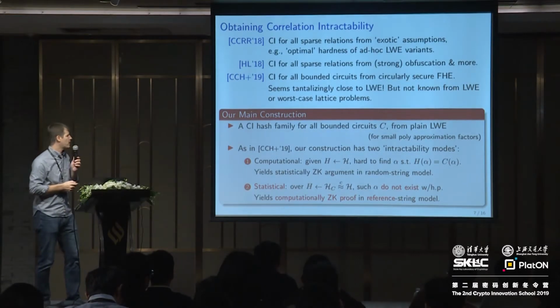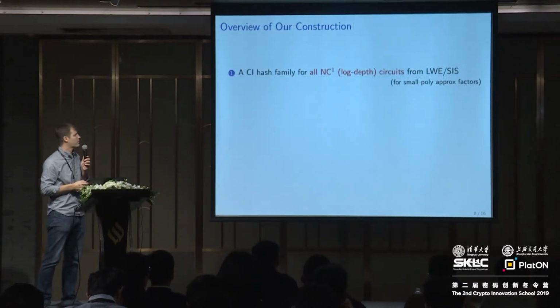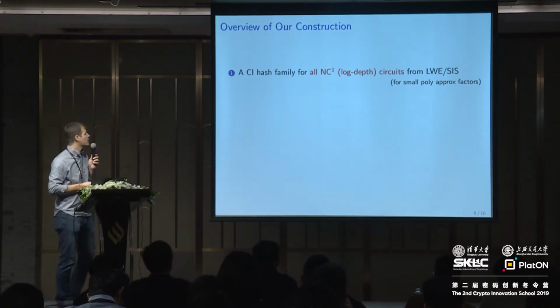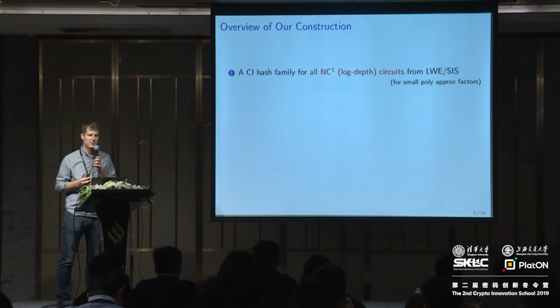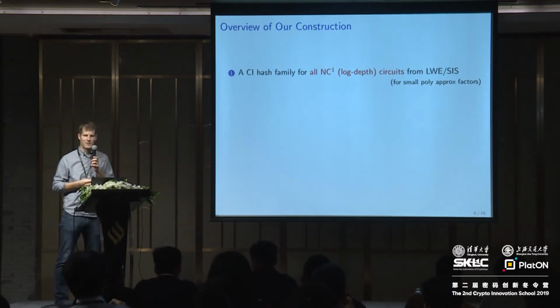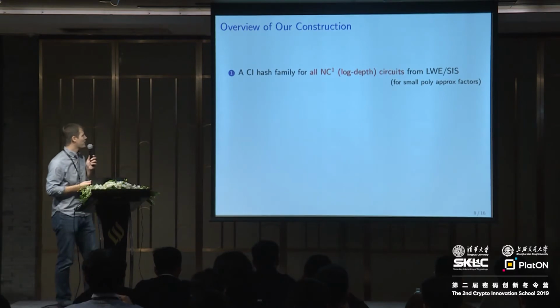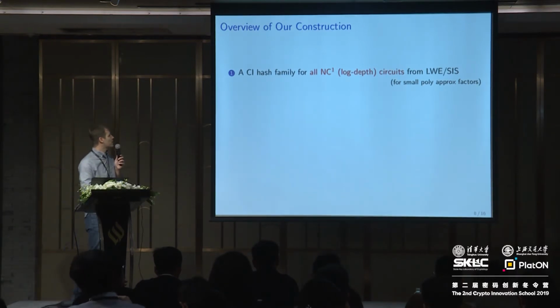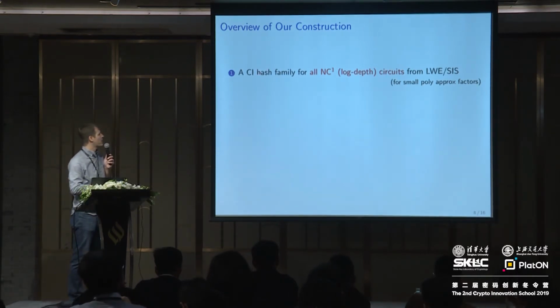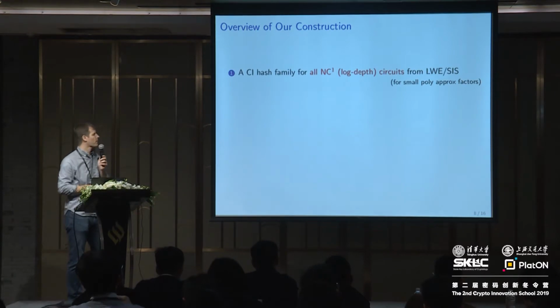So that's the main contribution, and let's go into how we obtain it. So the overview is as follows. There's kind of two steps, and one of the steps actually isn't necessary, so maybe there's just one step, but I'll tell you about the two steps. So the first step is we're going to give a correlation intractable family for all log depth circuits.